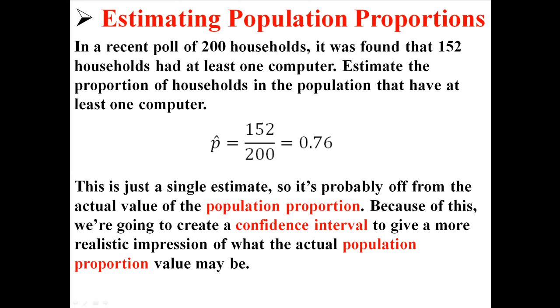Now this is just a single estimate. We took one sample of the entire population, just one sample. So it's probably off from the actual value of the population proportion that we're trying to estimate. Because of this, we're going to create a confidence interval to give a more realistic impression of what the actual population proportion value may be.